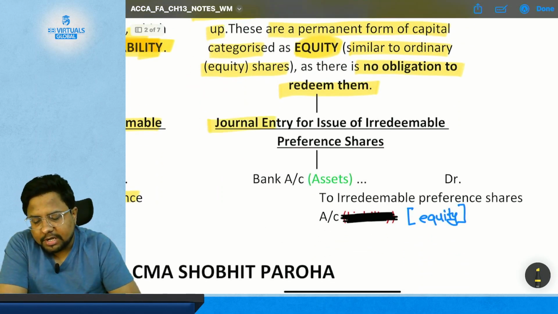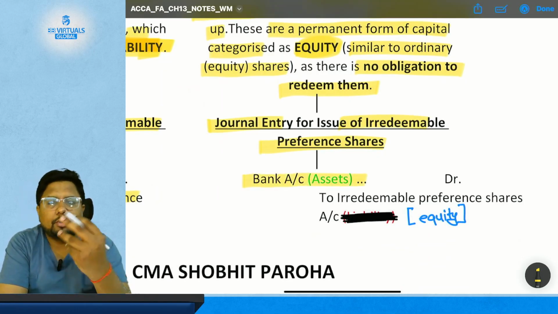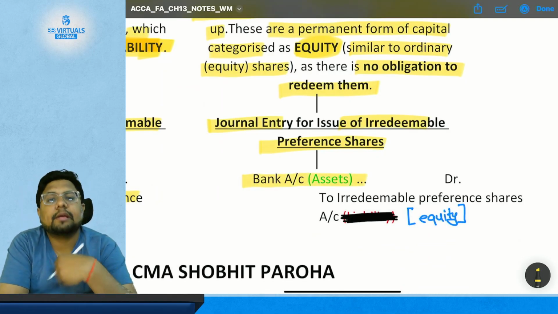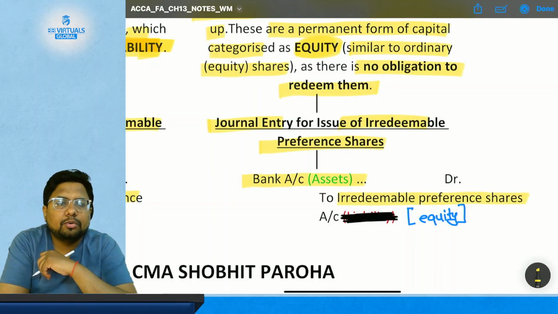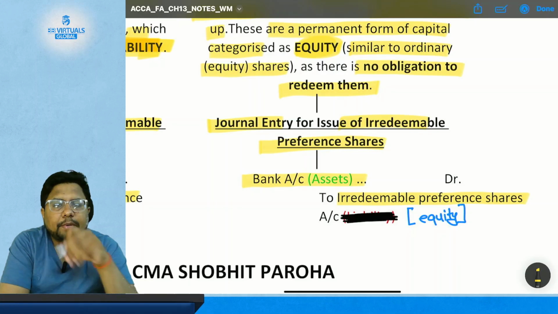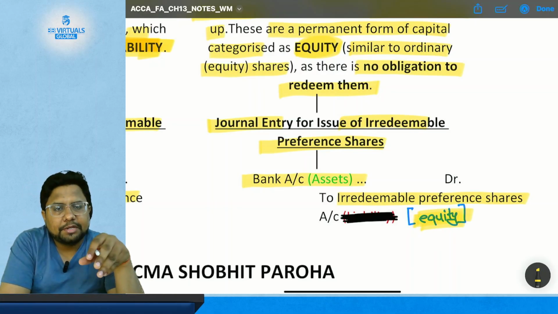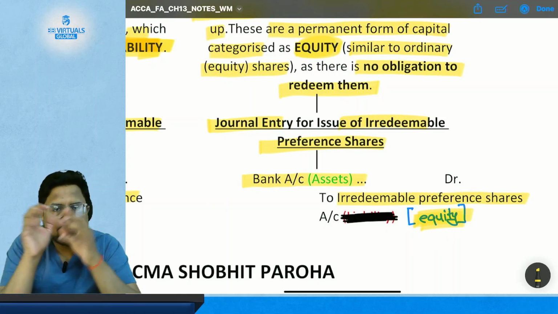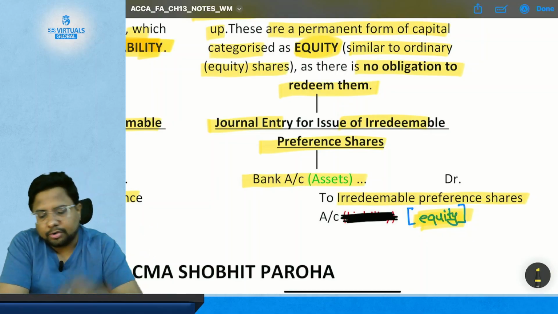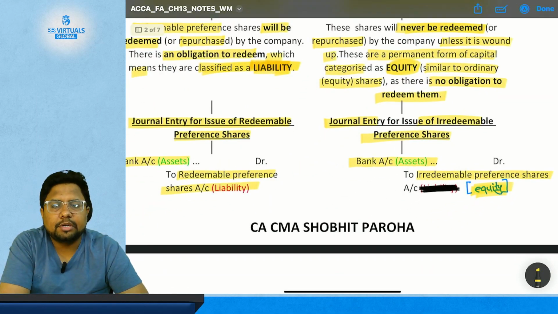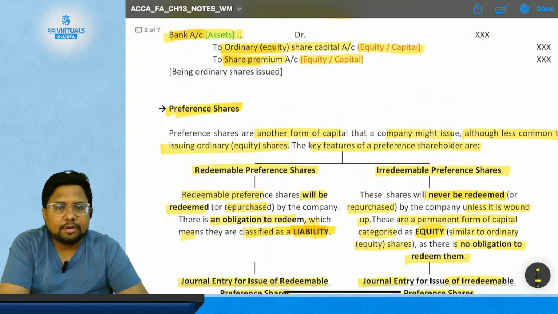Now the journal entry for the issue of irredeemable preference shares is bank account debit, because in both cases you are getting the money, to irredeemable preference share, which will be classified as equity in the statement of financial position or balance sheet. Okay, so the journal entry is very simple. Simple. So this is about preference share accounting.